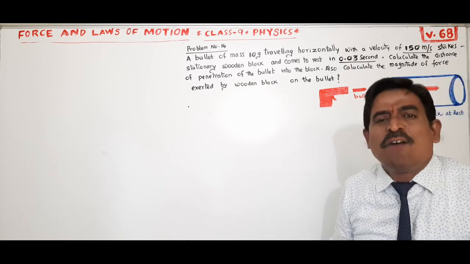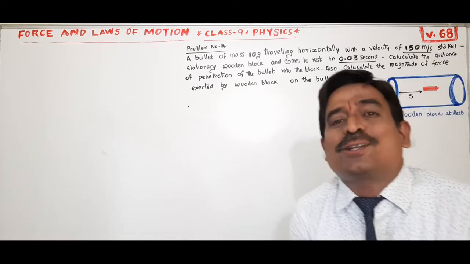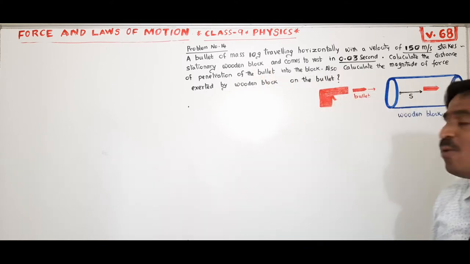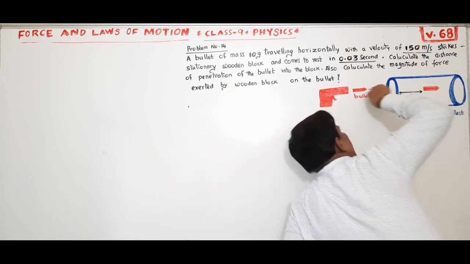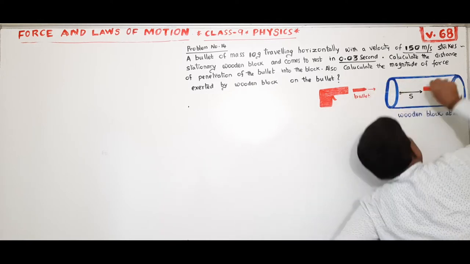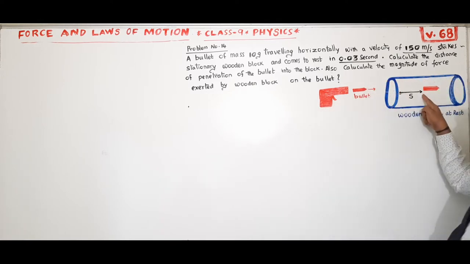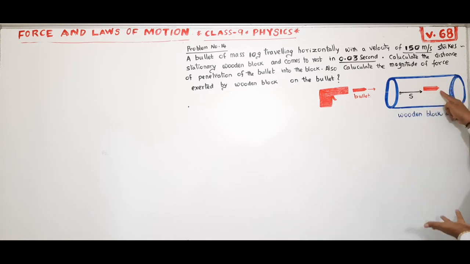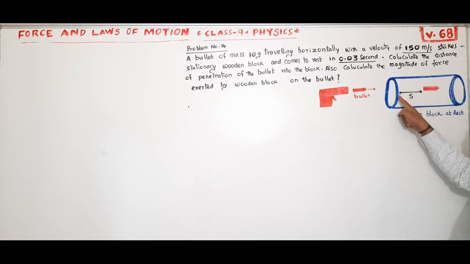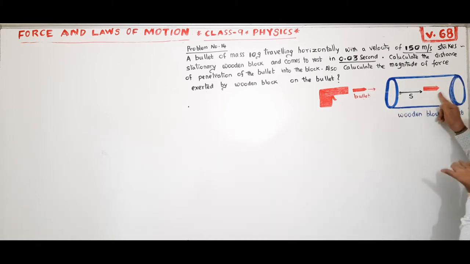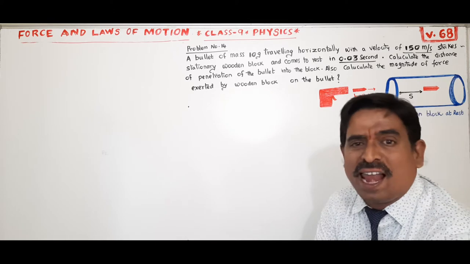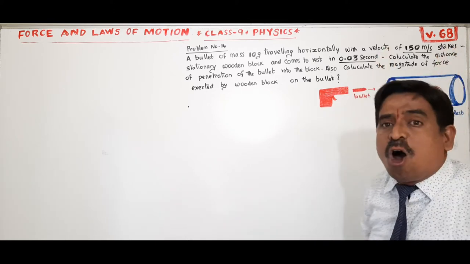Stopped means finally it comes to rest, which means the final velocity becomes zero. Initially, the bullet is moving with a velocity of 150 meter per second. It strikes the wooden block, penetrates, and travels some distance inside the block. Finally, it comes to rest. What is this distance of penetration inside the wooden block? They are asking. Rest means no velocity; the final velocity becomes zero.